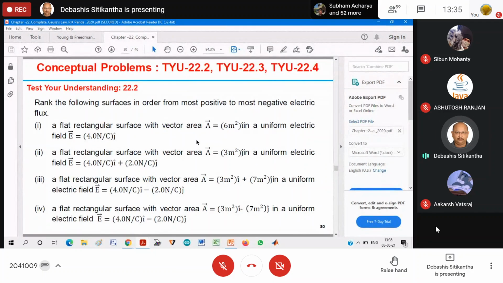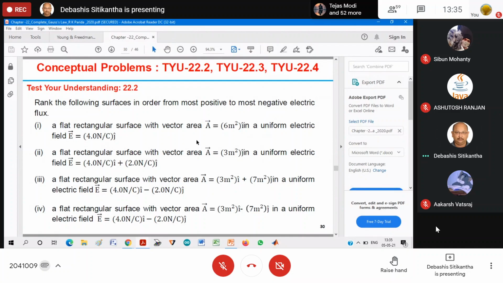Okay. Now there is a flat surface. There are 4 bits. You have to arrange them in order. That means rank the following surfaces from most positive to most negative, in decreasing order of their flux.